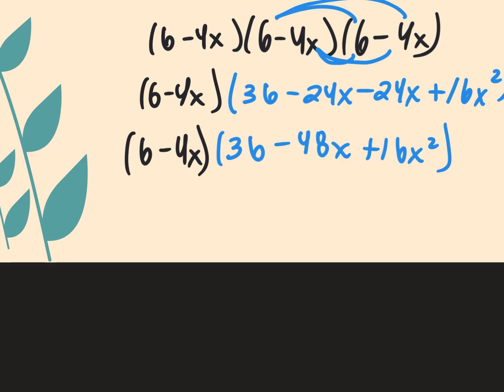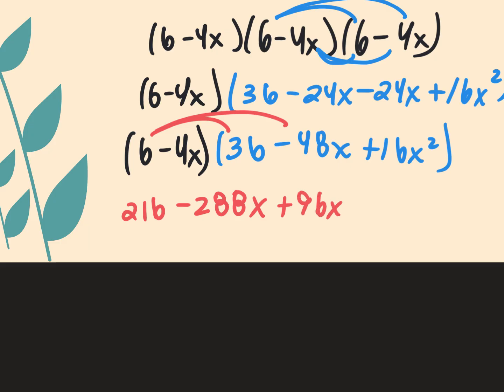We'll go first times first. What's 36 times 6? Anybody? 216, okay. 6 times negative 48. 6 times 48, what is that? 288, yep, so minus 288x, and then what's 16 times 6? Plus 96x squared. Now we're going to take our negative 4x.